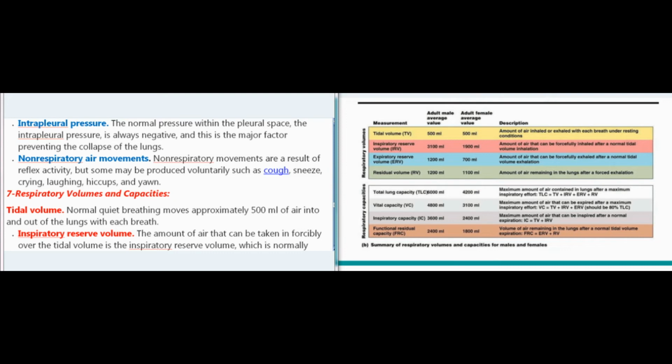Non-respiratory air movements. Non-respiratory movements are a result of reflex activity, but some may be produced voluntarily, such as cough, sneeze, crying, laughing, hiccups, and yawn.